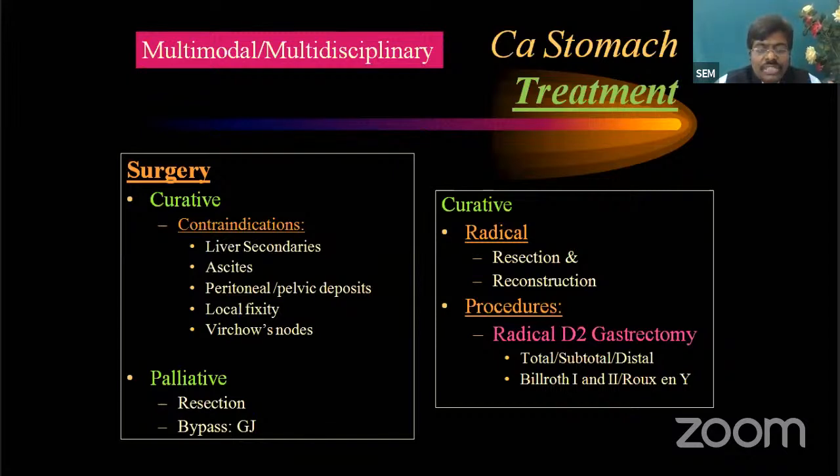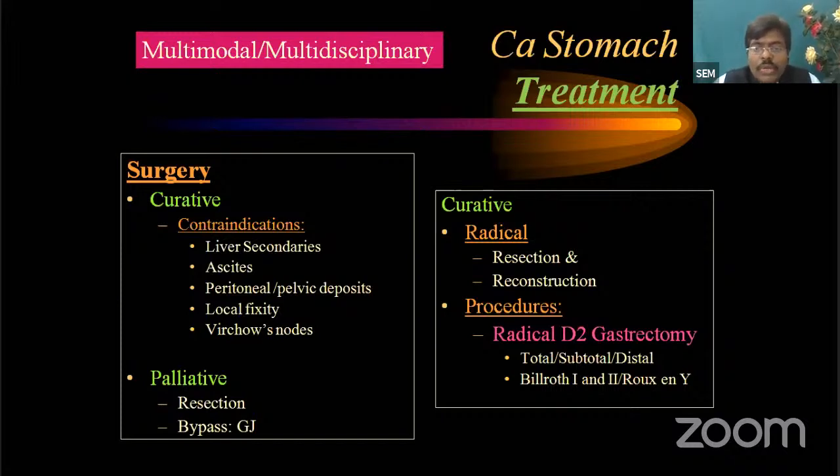And the other four, of course, clinically: if you see a patient has gross ascites, rectal examination shows pelvic deposits, or if the patient has clinically or radiologically, if the CT is already available, shows local fixity or invasion to the vessels, or if you see virchow's nodes palpable, then cure is not possible for that patient. You will not be able to cure him. So palliative treatment, like a bypass or resection.